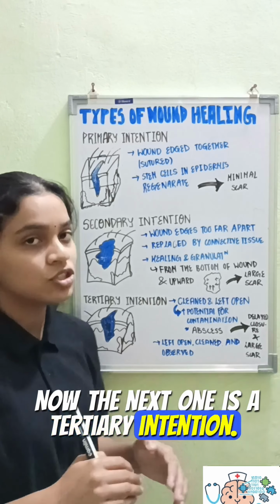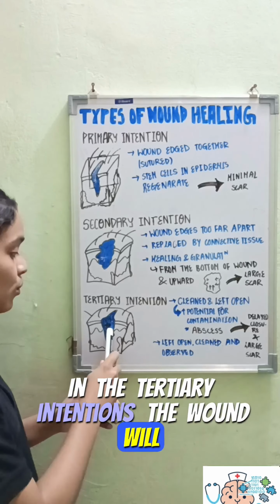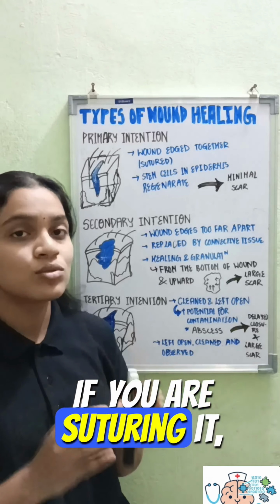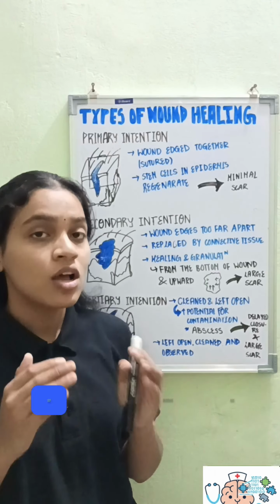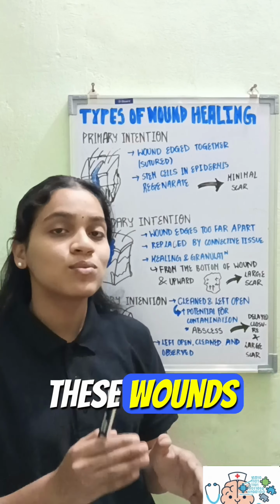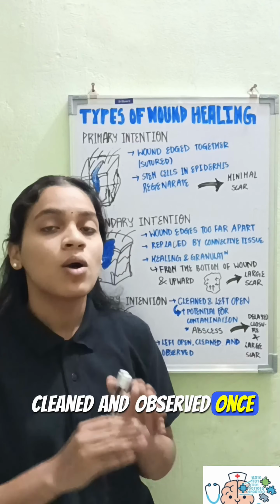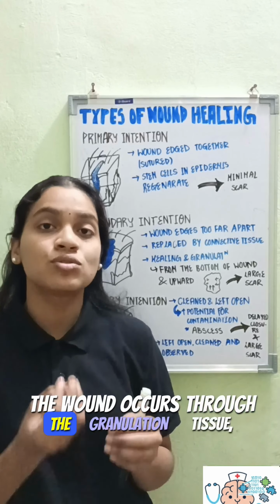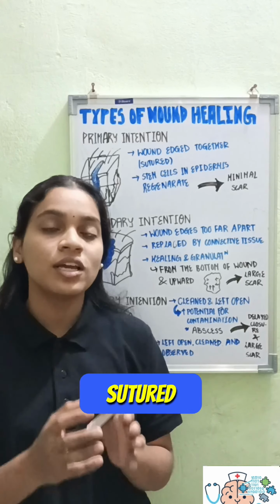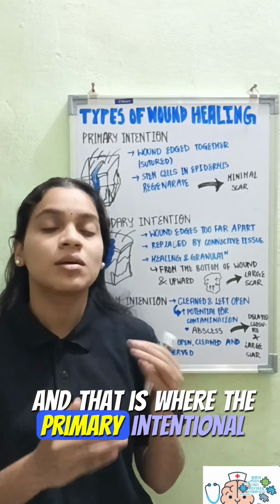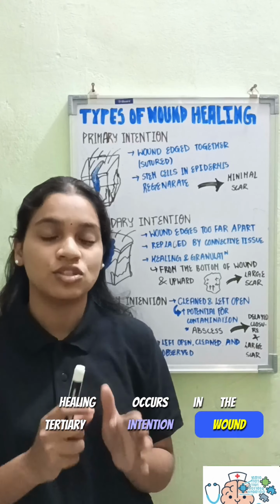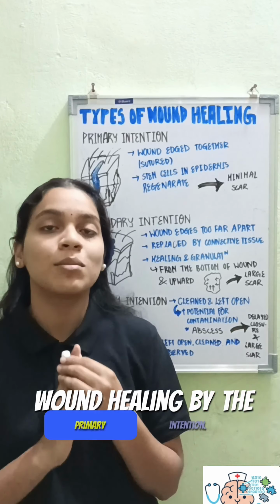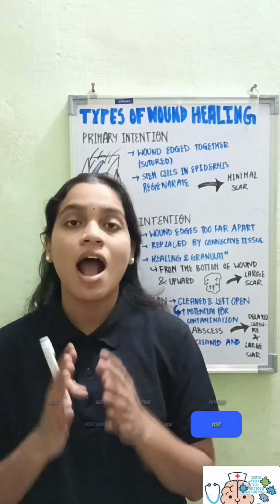Now the next one is tertiary intention. In tertiary intention, the wound will have the presence of pus or an infection, or it will be contaminated. If you suture it, that will lead to an abscess formation. So these wounds are not sutured; instead, they are left open, cleaned and observed. Once the contamination and infection have been controlled, the filling of the wound occurs through granulation tissue, and the wound is then sutured or stitched. That is where primary intention healing occurs in the tertiary intention wound. The larger wounds are stitched once the granulation occurs, and that leads to wound healing by primary intention. These are the three different intentions by which wound healing occurs.